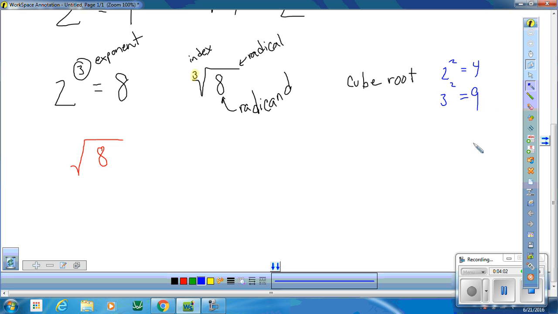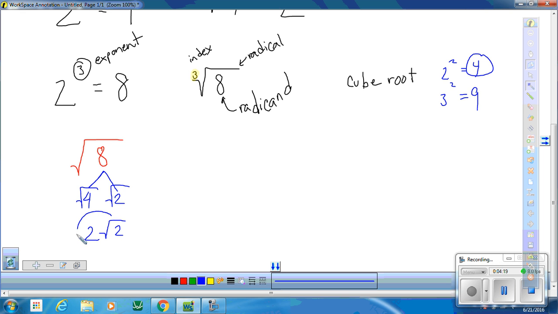Well, that's already too big. But 4 will divide 8. So we say, okay, well, 8 is 4 times 2. And then when we take the square roots of those individually, the square root of 4 is 2. And this just stays the square root of 2 because it does not have a square root. That's how we reduced square roots.